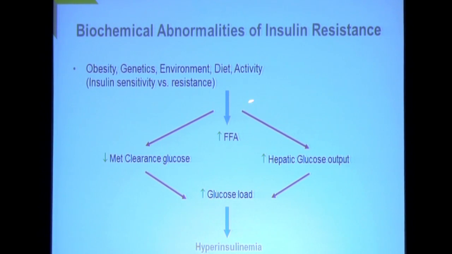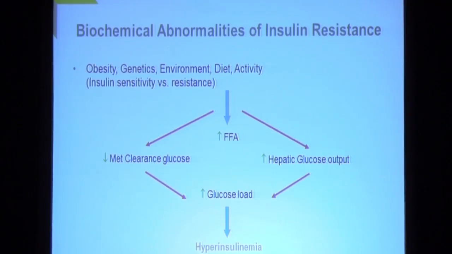On the other side, increased free fatty acids are going to decrease the metabolic clearance of glucose by the muscle, and again, more glucose into the circulation. So the glucose load is going to increase and increase. The pancreas, on the other hand, needs to secrete more insulin until the pancreas says, you know, I quit. And then it's when diabetes appears.